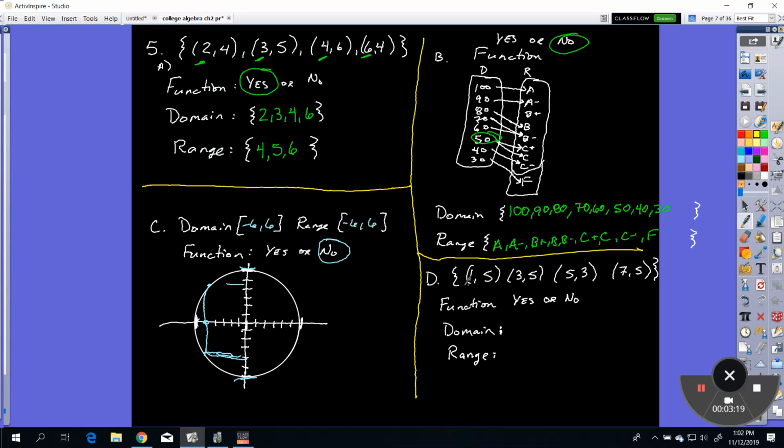On this last one, the domain are the x coordinates 1, 3, 5, 7. Those are my input. So 1, 3, 5, 7. And my output is 5s and 3s. So my output is 3 or 5. That's my range. So 1 goes to 5, 3 goes to 5, 5 goes to 3, 7 goes to 5. So each domain is assigned one specific range. So therefore that is a function, because each one goes to something specific. We don't have to be like, well, it could be this. No, we know when the input is 1, the output is 5. So that's what makes that a function or not a function.